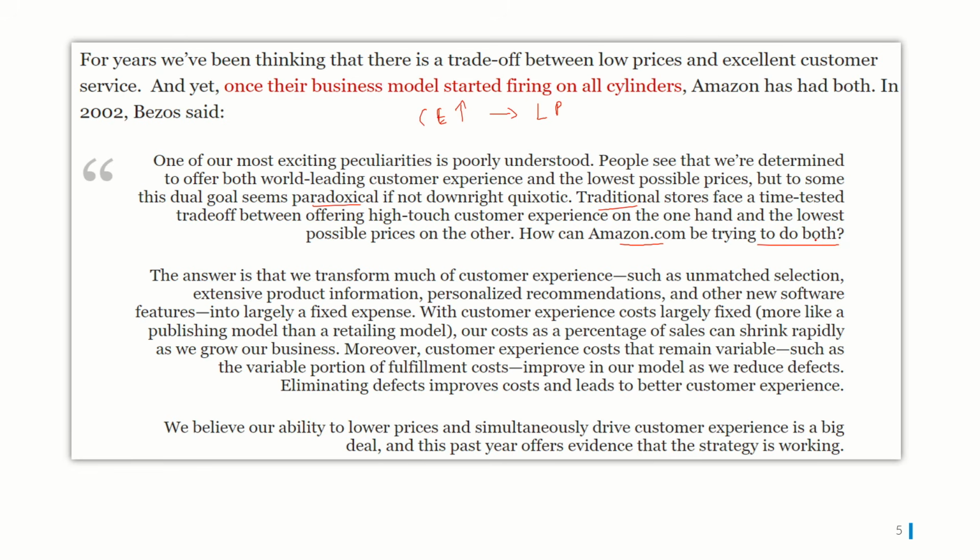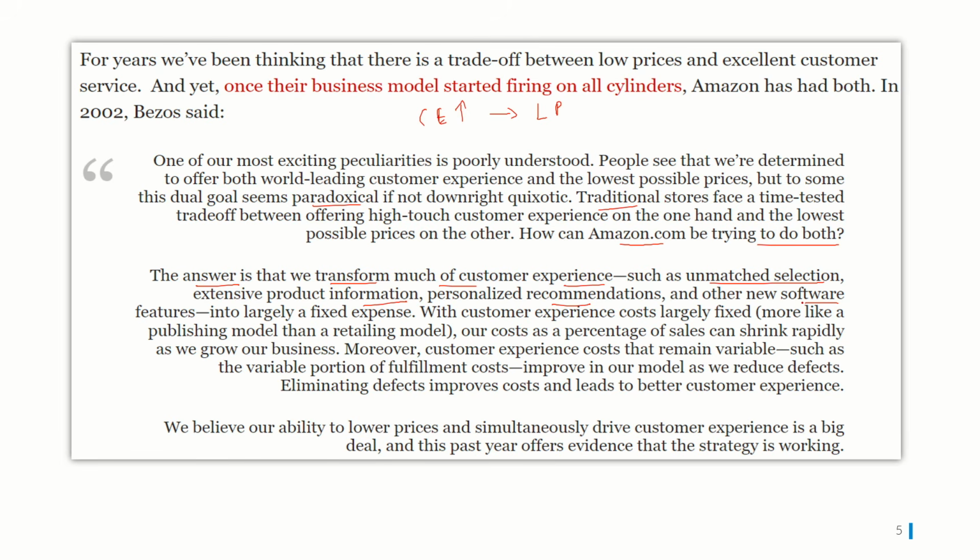The question arises, how? The answer is, we transform much of our customer experience, like unmatched selection, product information, personalized recommendation, and other new software features, into fixed expense. He's saying, see, we have to do everything online. Product recommendation, best prices possible, unmatched selection, product description, we can build into our software. This is going to be our fixed cost.